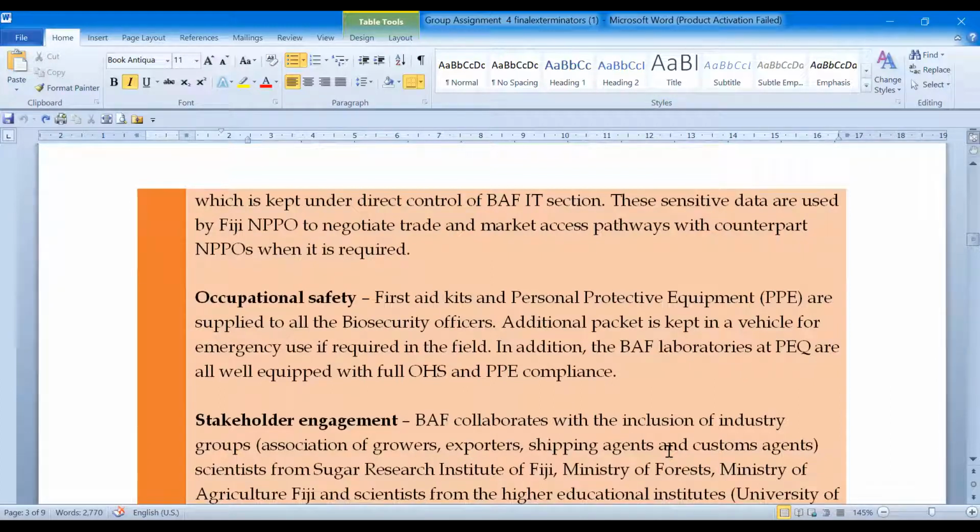And then occupational safety, first aid kits and protective clothing are used for all biosecurity officers. An additional packet is kept in a vehicle for emergency use if required in the field. In addition, the labs are also well equipped with full OHS and PPE compliance.